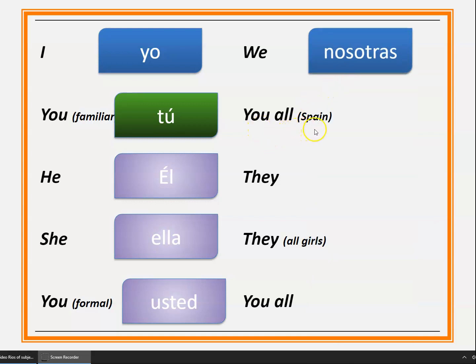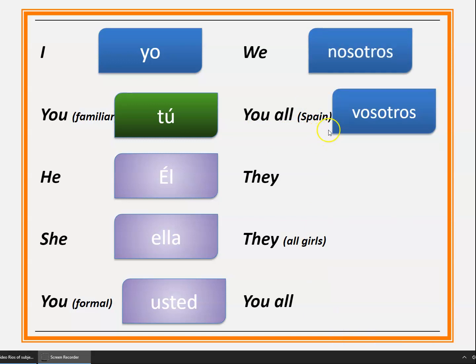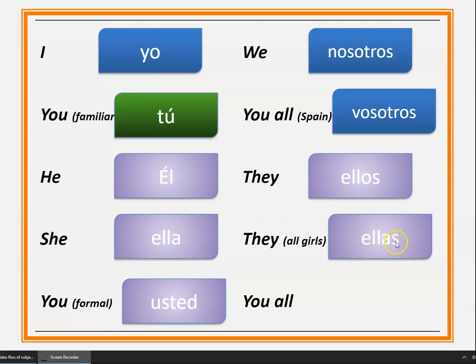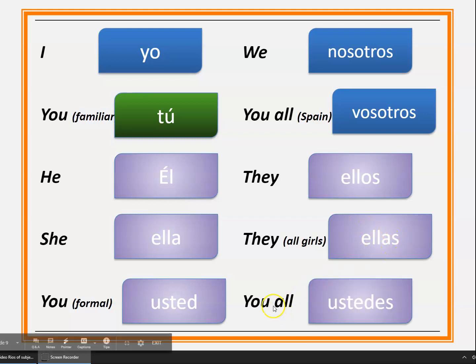You all in Spain, this is only used in Spain, is vosotros, for all guys. For all girls, it is vosotras. Again, if there is at least one guy, it will be vosotros. Then you have they, which means ellos. And then they, which is all girls, is ellas. And then you have you all, which is ustedes.